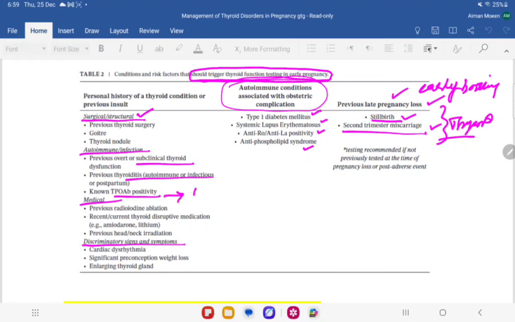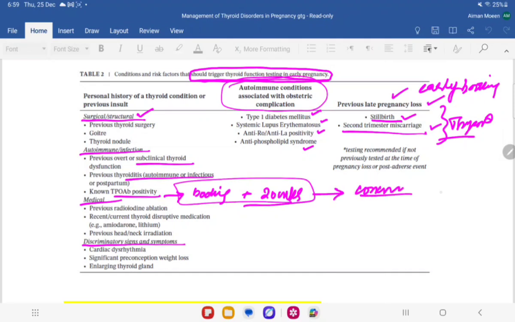For these women, you will do the test at booking and at 20 weeks, because they are at a risk of development of hypothyroidism. That's why. Okay. And cardiac arrhythmia, significant weight loss, enlarging thyroid, and previous neck irradiation, if on amiodarone and lithium, or previous radioiodine ablation.